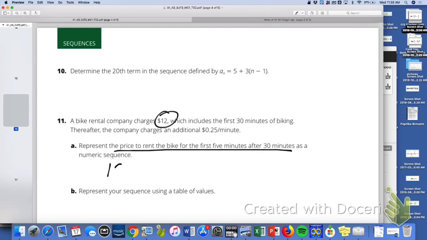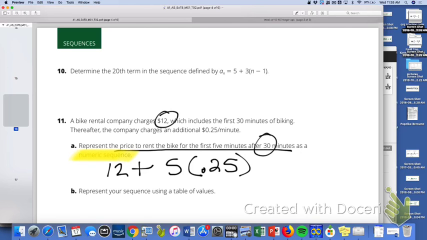So what we mean by that is we're going to have to do the $12 that we pay for that first 30 minutes plus 5 minutes afterwards. So that's going to be 5 times 25 cents. Okay, that is what the formula would be if it were asking you for a formula. Now, what is it really asking me for in this particular question? It asked me for a numeric sequence.